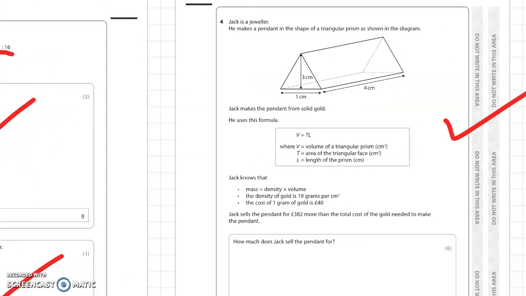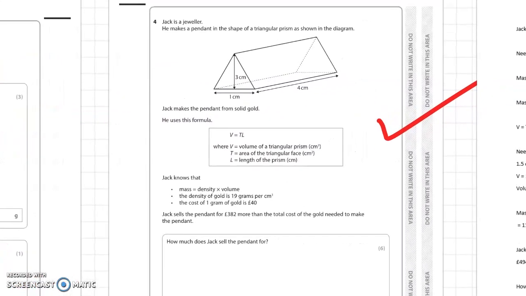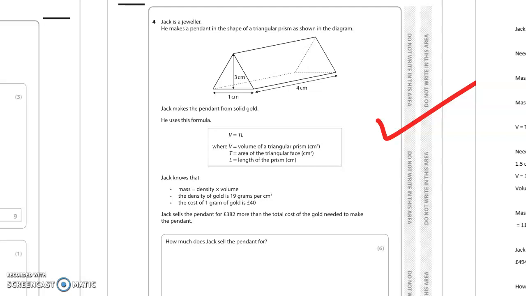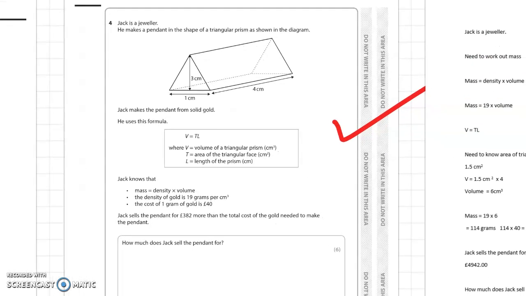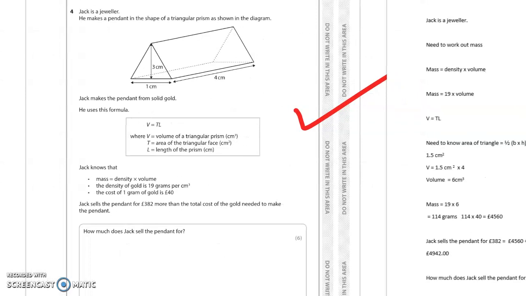Another question we were looking at is this one. Again, there's an explanation next to it, but let me read it out first. So Jack is a jeweler. He makes a pendant in the shape of a triangular prism as shown in the diagram. So this is a triangular prism. Jack makes the pendant from solid gold.